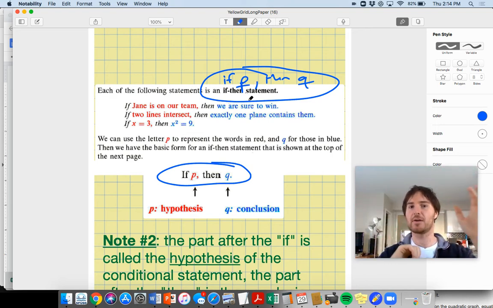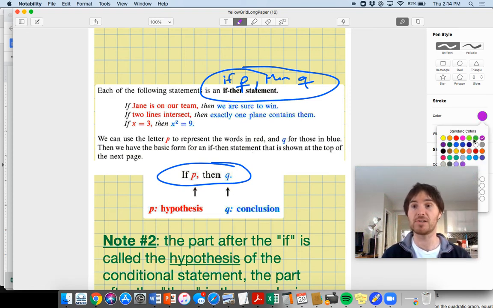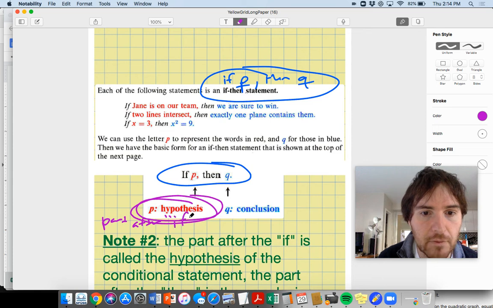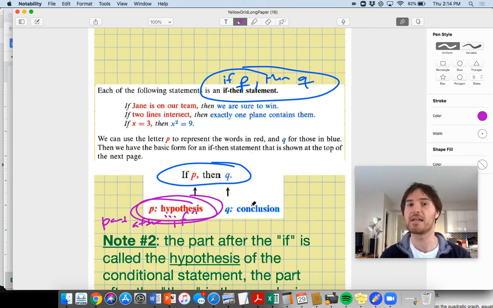So what's your P here? The thing that P stands for is called the hypothesis. Just a reminder, the hypothesis is the part after the if in the if-then statement. So "if" isn't part of the hypothesis, but "Jane is on our team," that's the hypothesis. "Two lines intersect," that's the hypothesis. "X equals 3," that's the hypothesis, not "if X equals 3." I gave you feedback on that earlier this year in an exit ticket, okay?